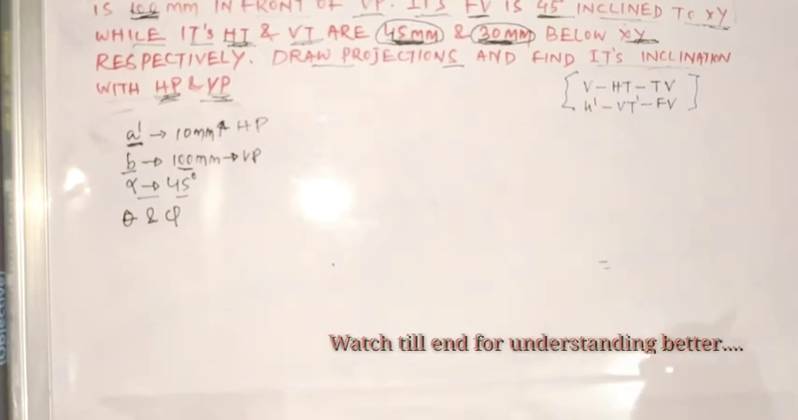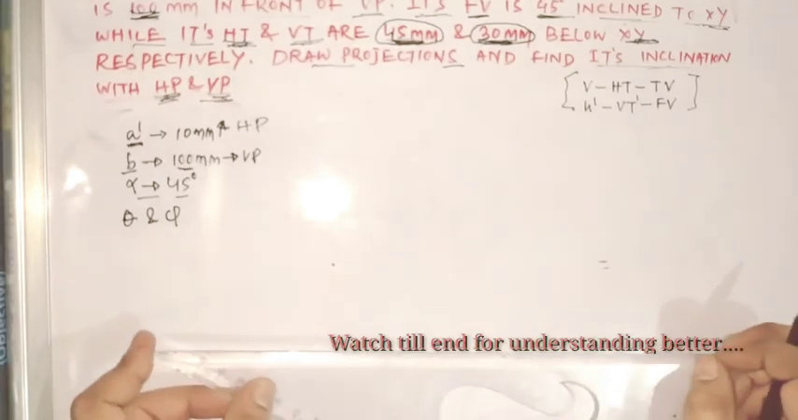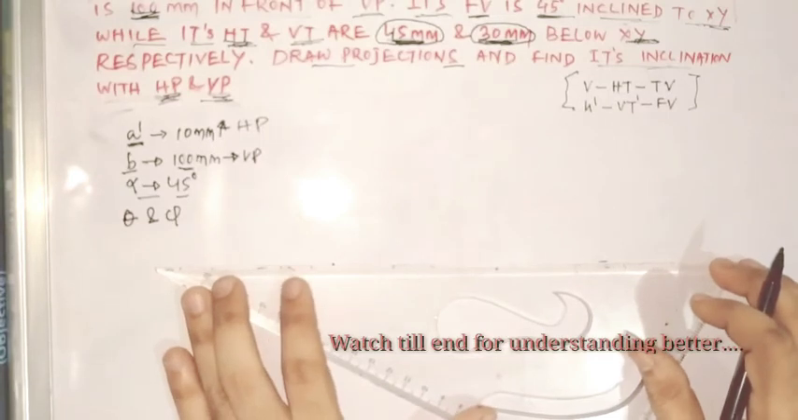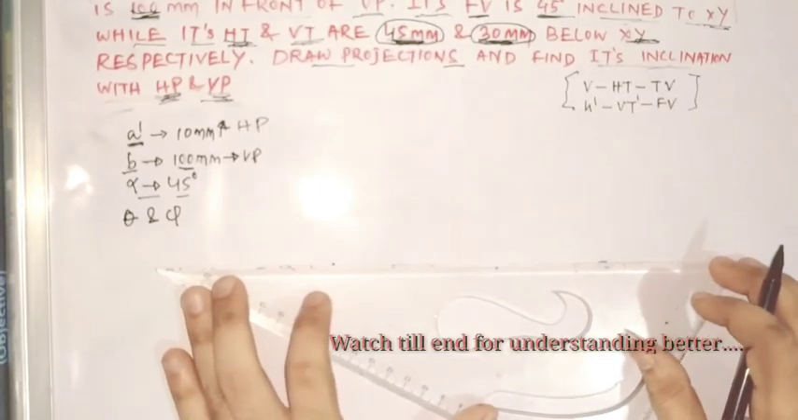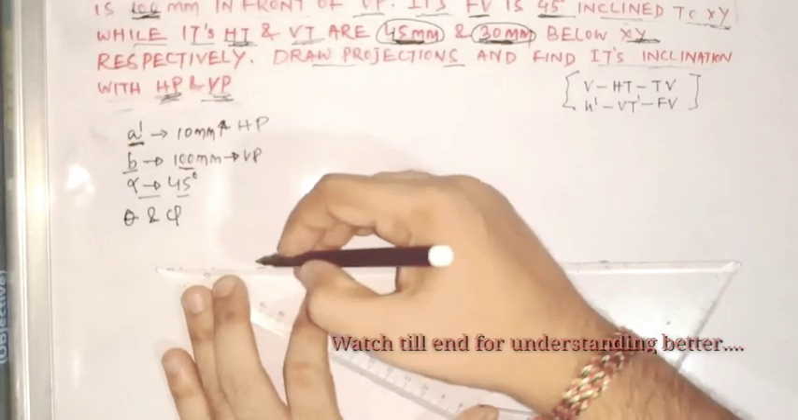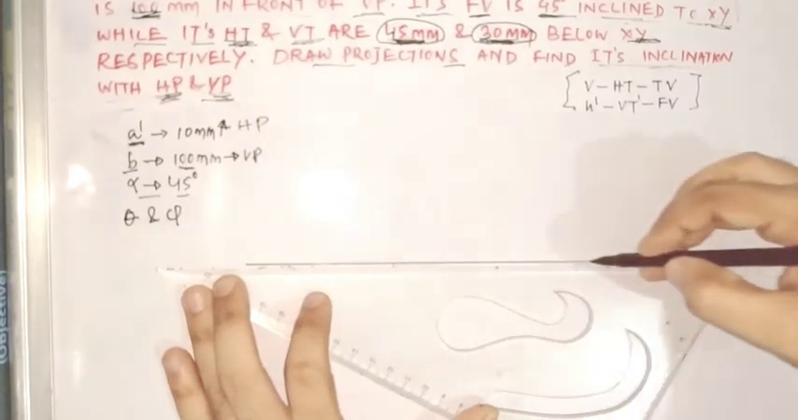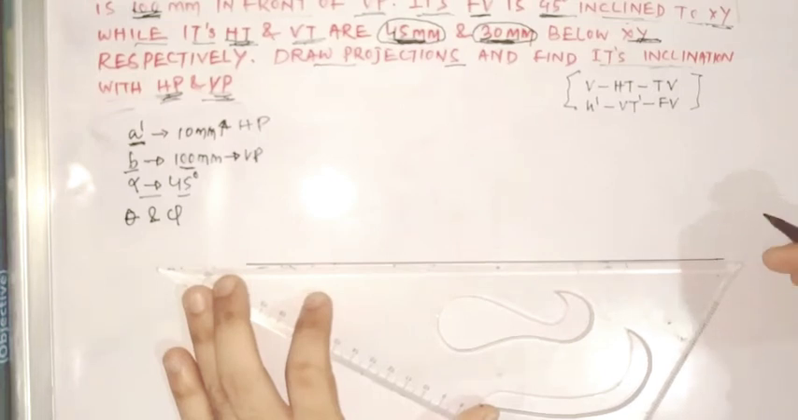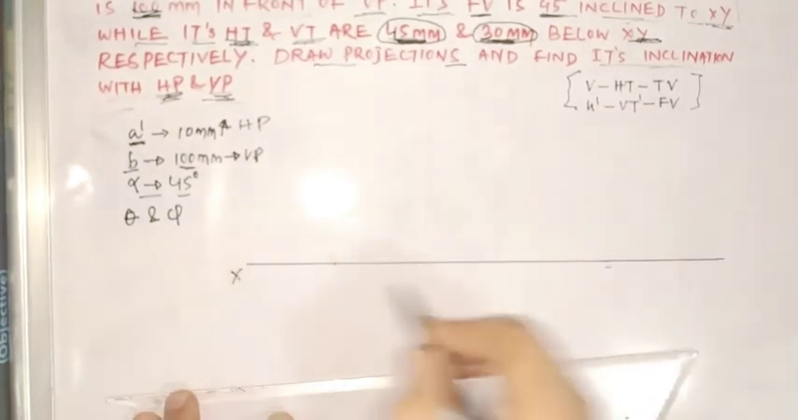First of all, we need to draw the XY plane here, the XY line. Let us first draw a horizontal line. If we draw that line, we get something like this. This is the XY line.